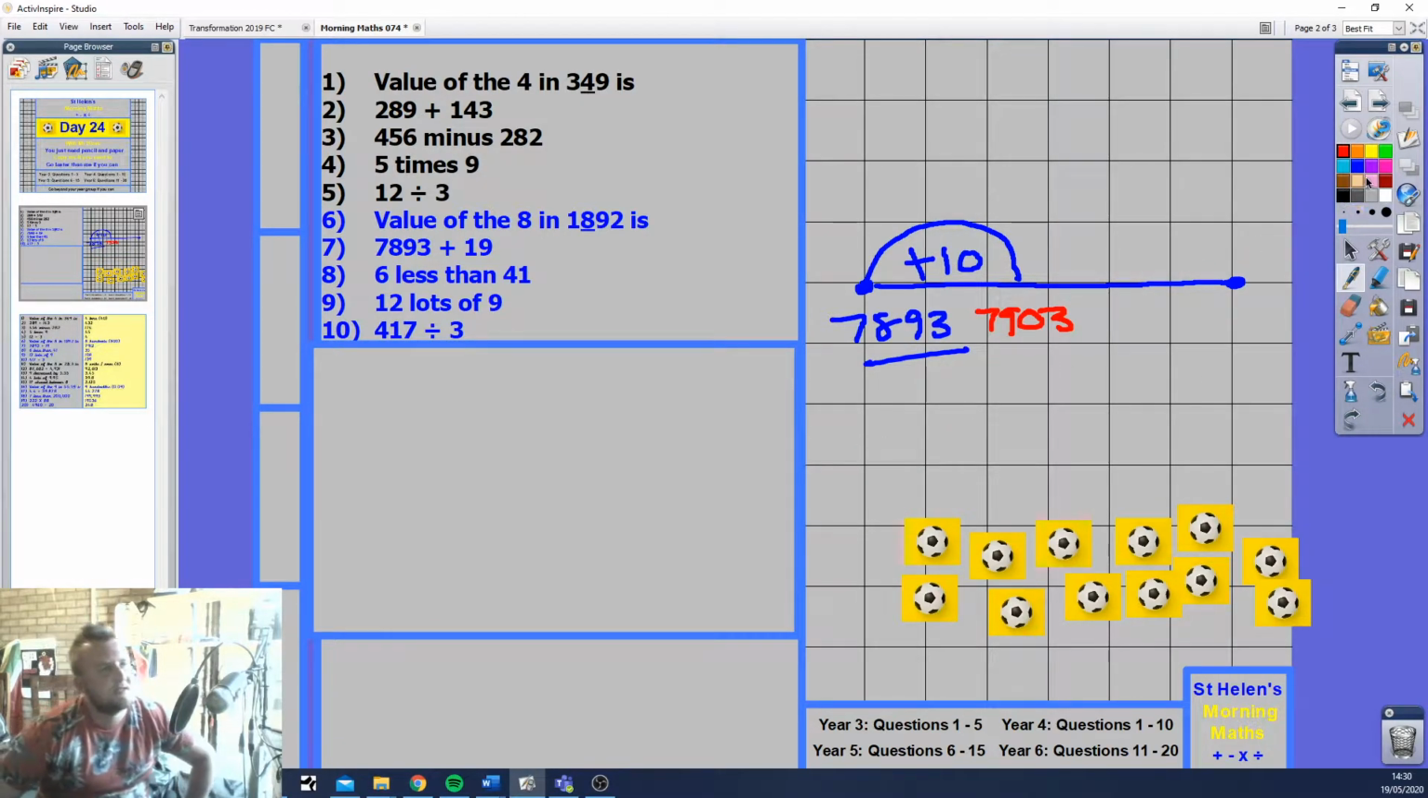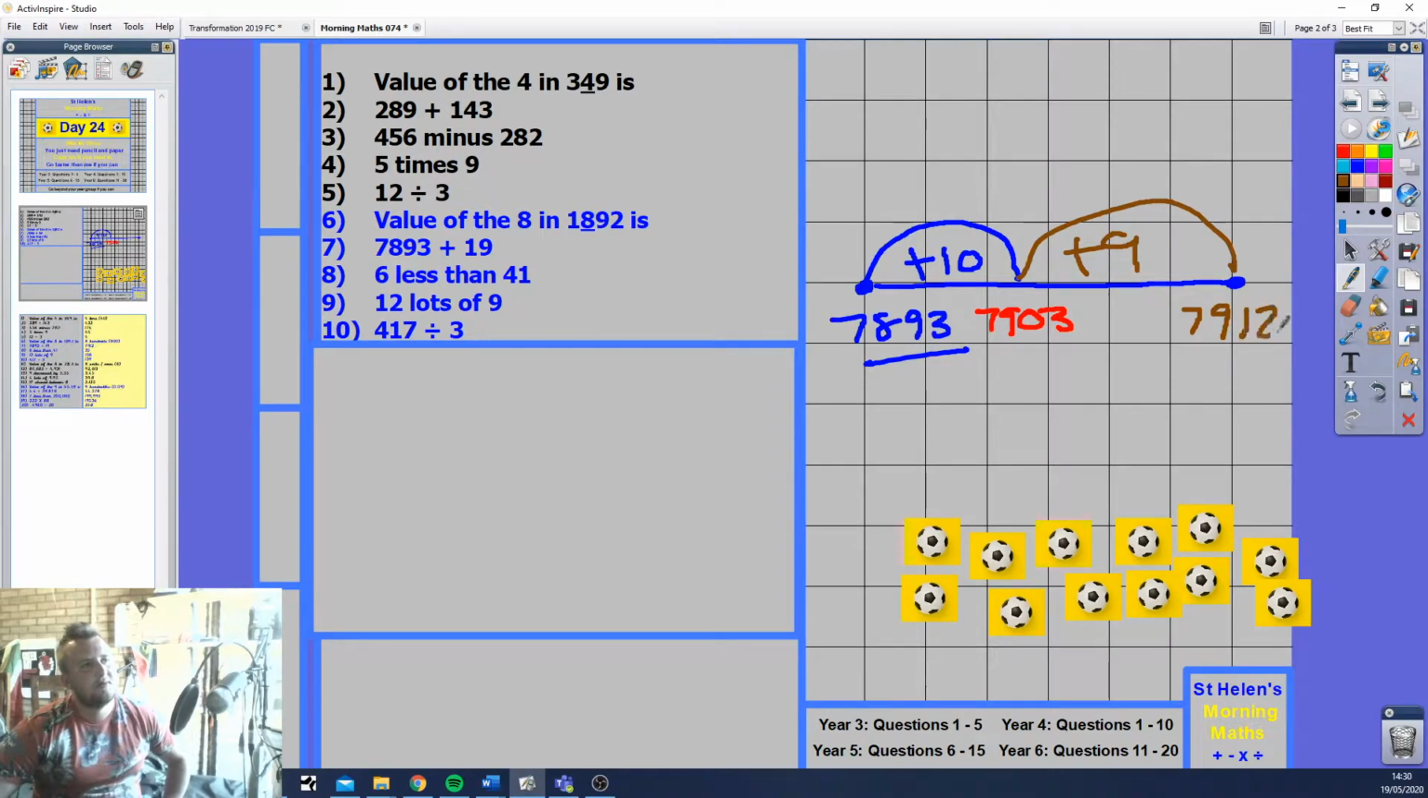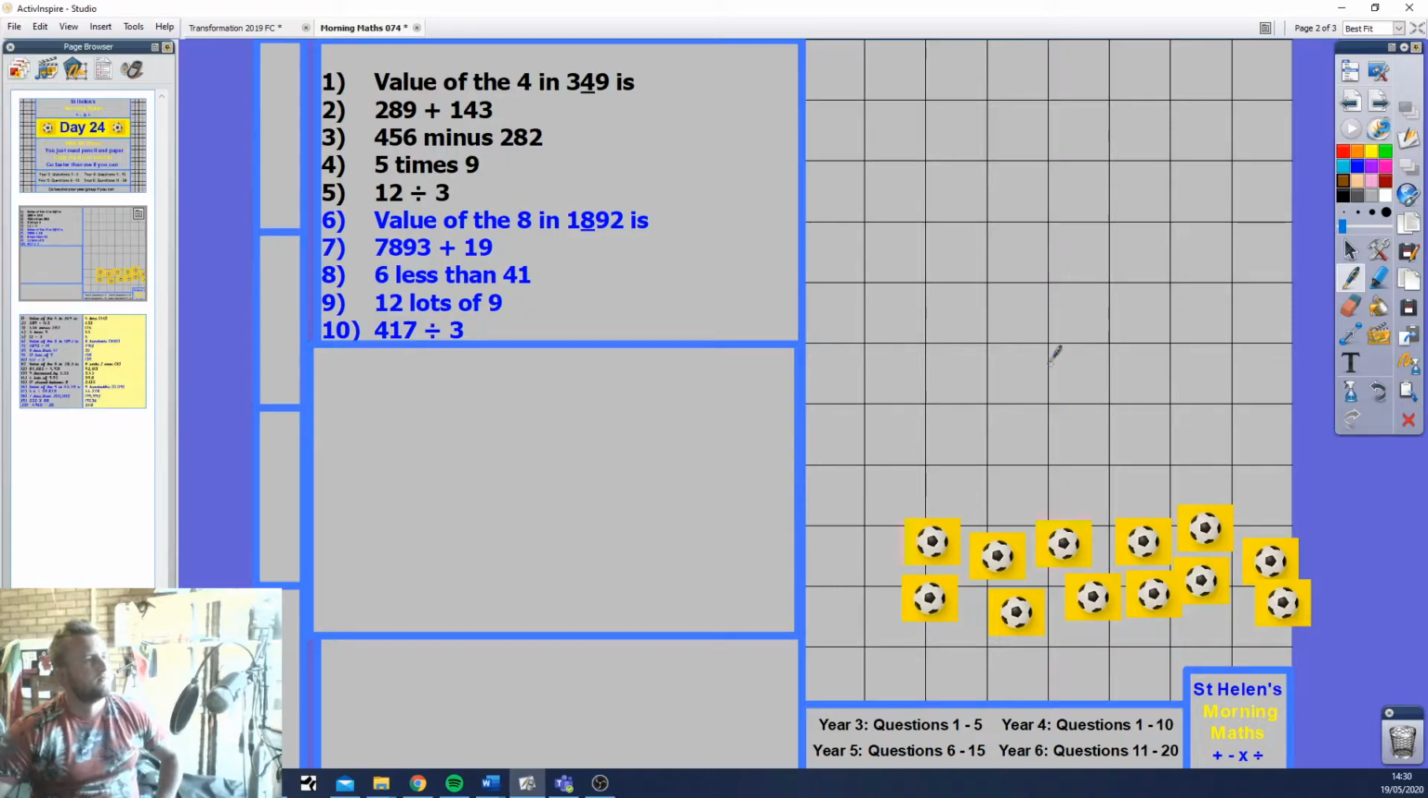So I've got 7903. Now, how much have I added so far? I've added 10. How much do I still need to add? Well, I've added 10 and I need to add 19. So it's that 9 that I still need to add. So then I add 9 to that, and then I've got my answer. 3 plus 9, what is 3 plus 9? 10, 11, 12. So it's 12. So that 7, 9 stays the same, but it becomes 12 there. So the answer is 7912. Of course, you can use the column method, but that's what I would do. I'd use a little number line to get me going for that question.